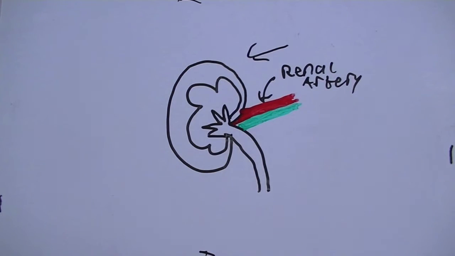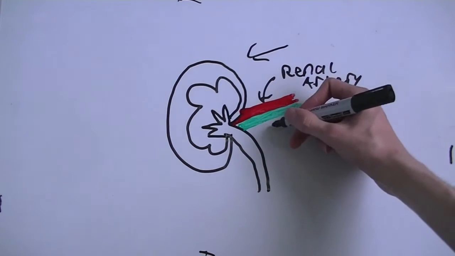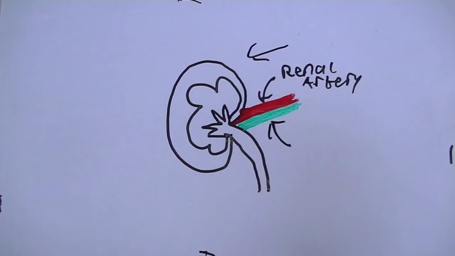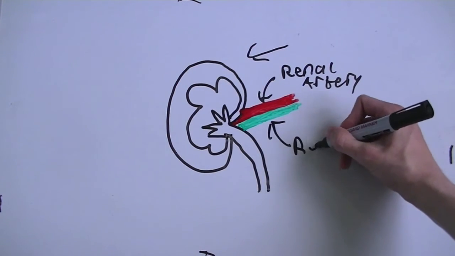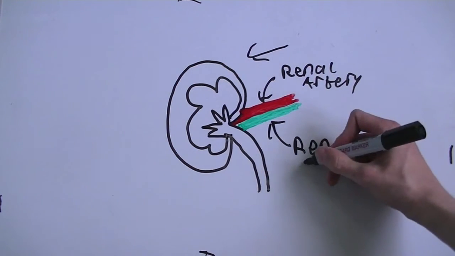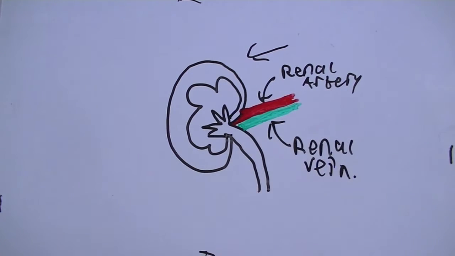And then we have below that the renal vein. Now the renal vein carries the blood which has had all these substances filtered to remove any waste products, okay? Because that's what the kidney does, it filters to remove waste products that you don't need, such as urea, which we'll talk about later, okay?